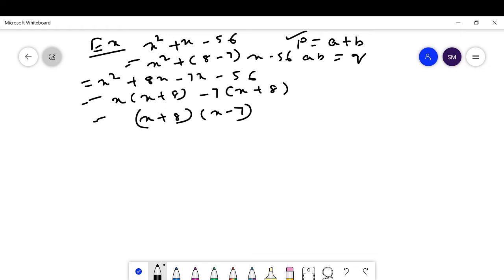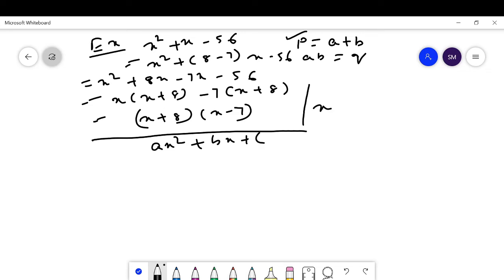Okay. Then here is another type of middle factor factorization. Here the type of question is ax square plus bx plus c. In the previous pattern it is another pattern.